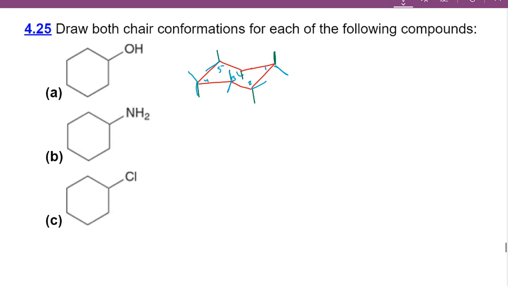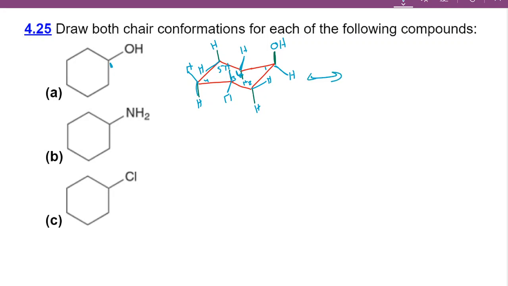Equatorial down. And carbon 6 has axial down, so we have equatorial up. Okay, so we can just fill in the hydrogens on all of those carbons. But one of those wasn't a hydrogen, right? It was an OH. So let's take it off and put an OH there at carbon 1. So this is carbon 1.